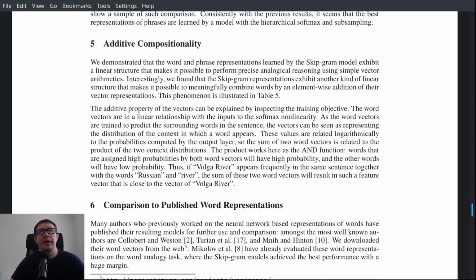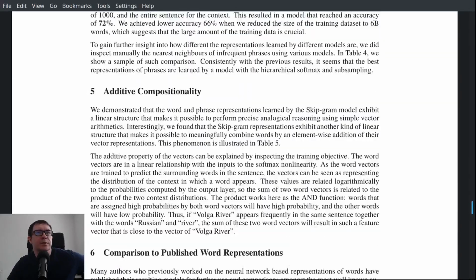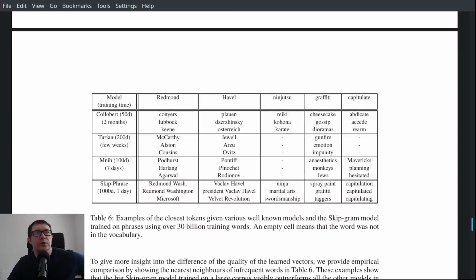Then they talk about additive compositionality. That just has to do with the relationships between words like Volga River and Russia and river. When you take vector addition and sums, you get words that make sense in context. Then they do the comparisons down here to other stuff that was already available. What they did was they downloaded word vectors from these people's repositories and ran their own subset of tests.